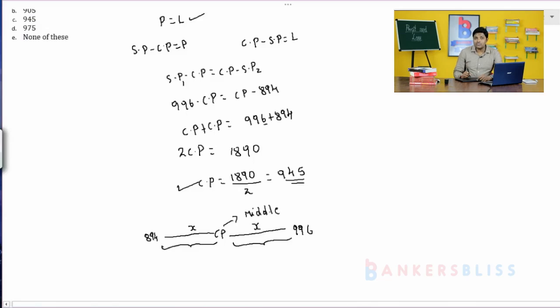If the cost price is in middle, then it is nothing but average. So average of these two is the cost price. So how you calculate average? Sum by n. So how many items you are adding? 2 items you are adding, that is 996 plus 894. So after adding 2 items, you have to divide it by 2. Therefore 996 plus 894, after adding, how much you are going to get? 1890. So average is nothing but sum by n, that is 1890 divided by 2.